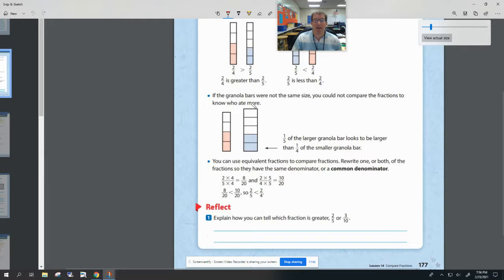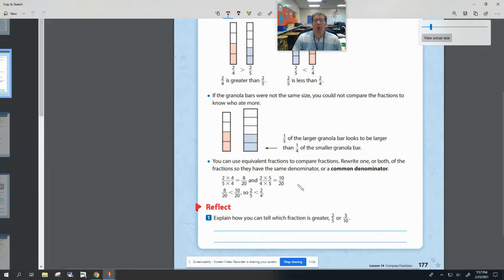If the granola bars were not the same size, you could not compare the fractions because nobody knows. Look at that. You have no clue. Obviously, 2/4 is bigger than 2/5. Look how wide and fat the fifth one is. If they are not equal size, you cannot compare them.